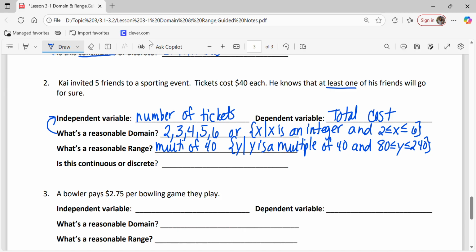And then because the domain is your number of tickets, 2, 3, 4, 5, that is what makes it discrete.